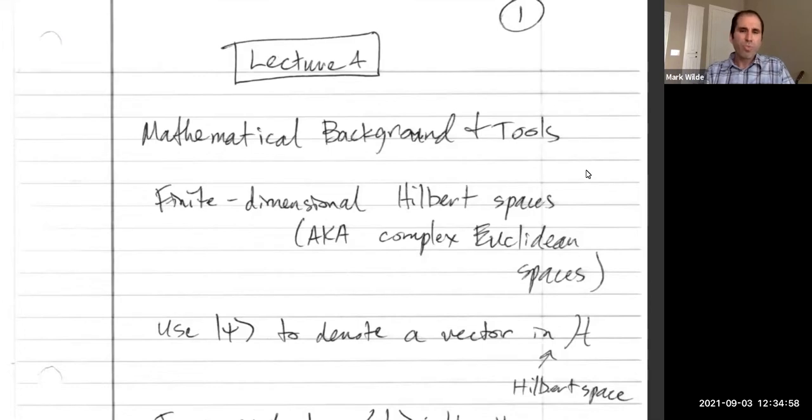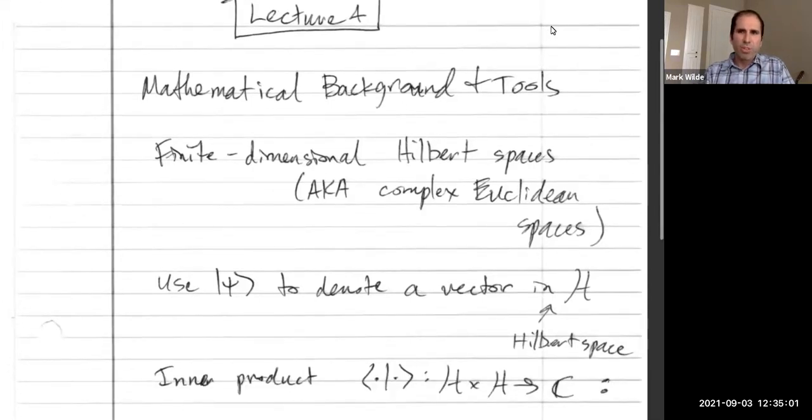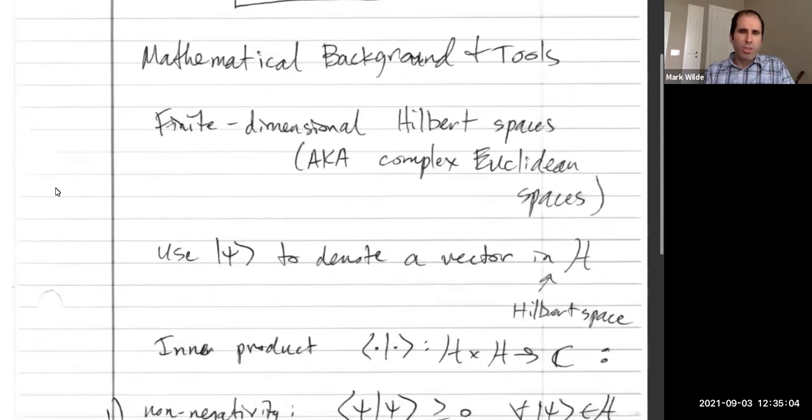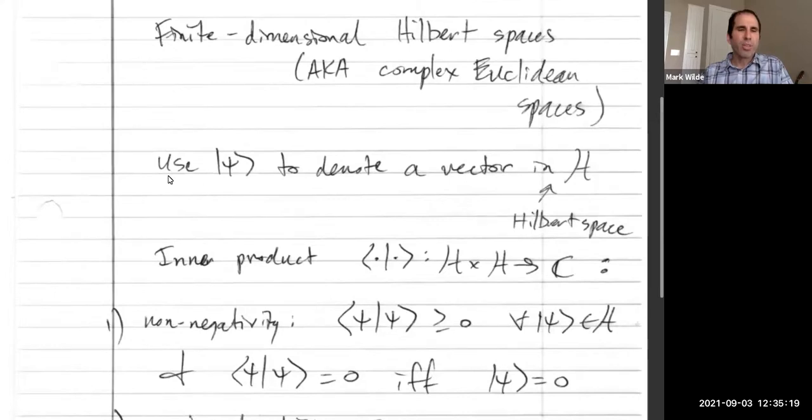Okay, so we're going to start with finite-dimensional Hilbert spaces. These are also known as complex Euclidean spaces. For the finite-dimensional case, they're really basic and less technical. Throughout the course, we're going to use the Dirac notation, and that is this vertical bar and angle bracket to denote what's called a ket, and that's just a way of denoting a vector in a Hilbert space. Hilbert spaces were always denoted by this calligraphic H.